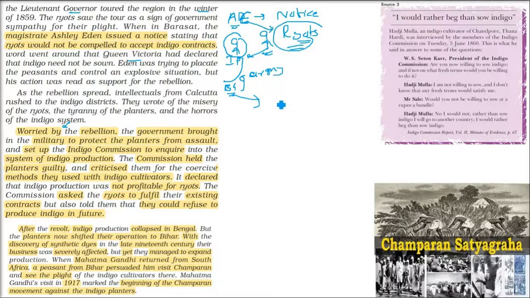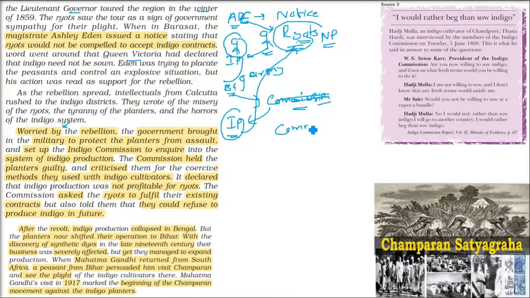Finally, the British thought, let us stop this, and they set up a commission, an inquiry commission, to inquire what is going on and how the system of indigo production is taking place. When the commission gave the report, they found that the planters were really guilty. The real victims were the ryots, and they criticized the methods the planters used to do this cultivation through the ryots. And they declared this work is not at all profitable for the ryots.